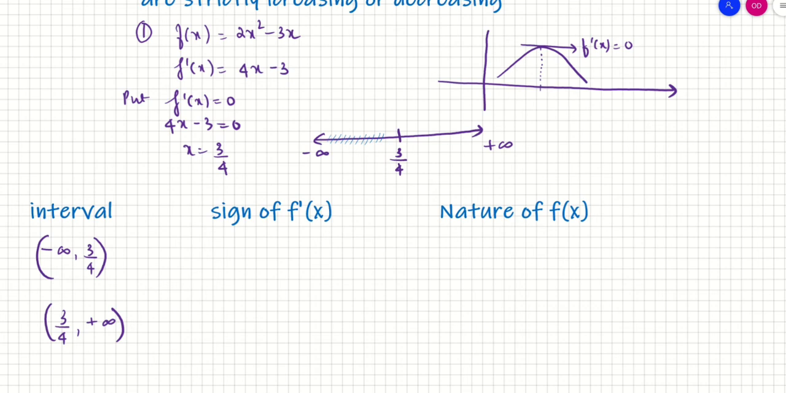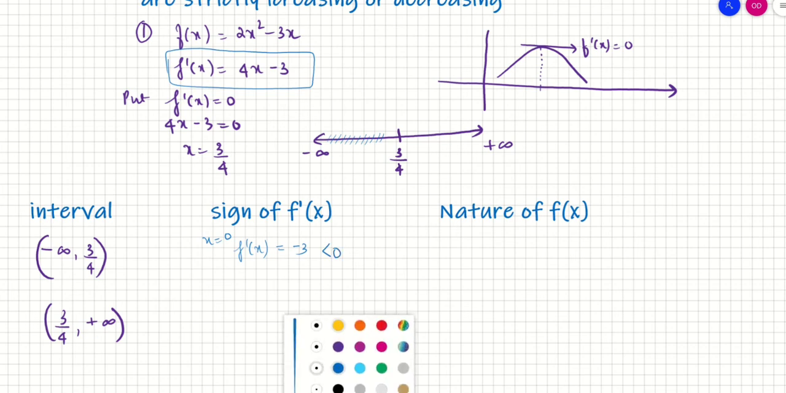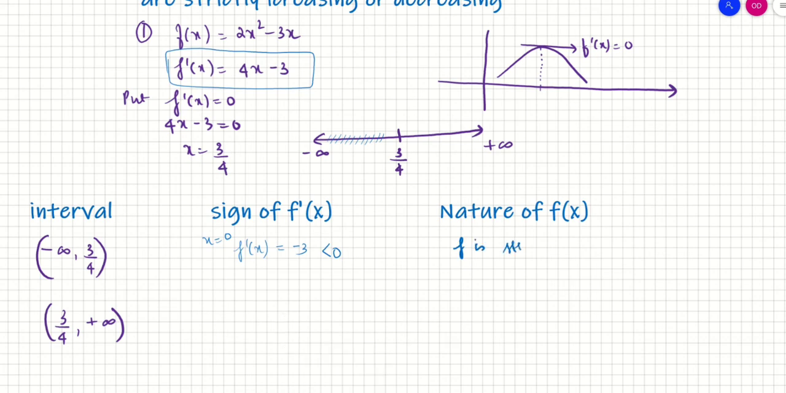Substitute in f dash of x. So if I substitute it in f dash of x, we get f dash of x is equal to minus 3 when x is equal to 0. This is strictly less than 0. So if it is strictly less than 0, we conclude that f is strictly decreasing.